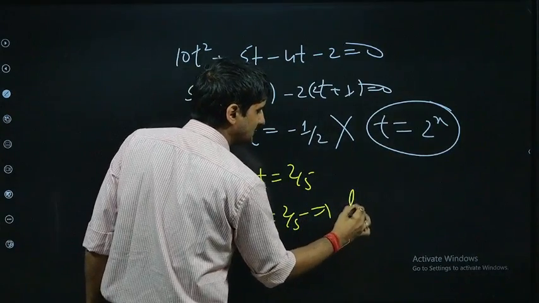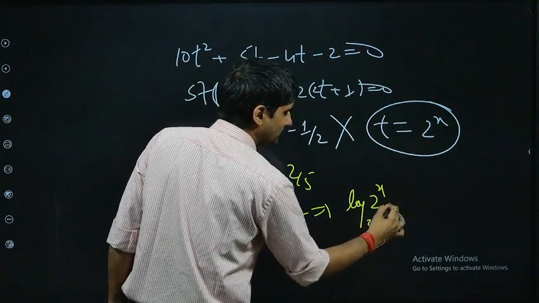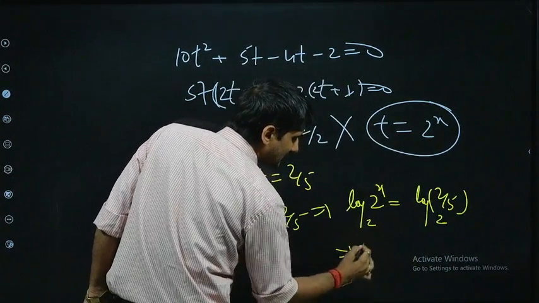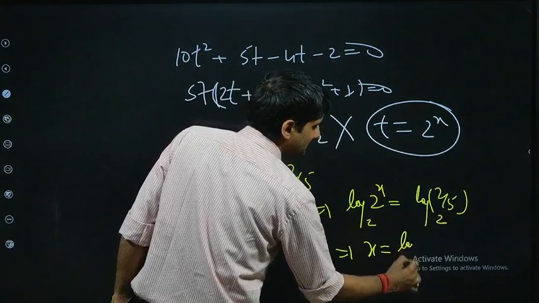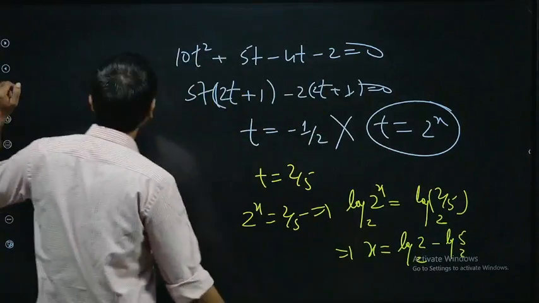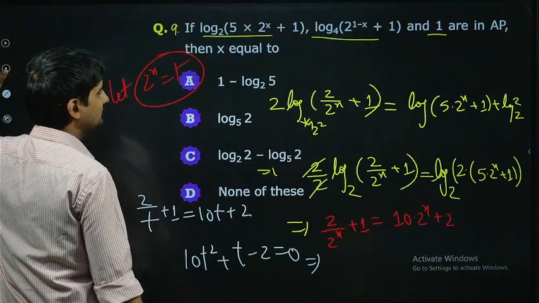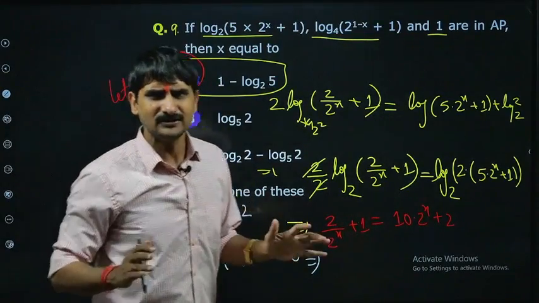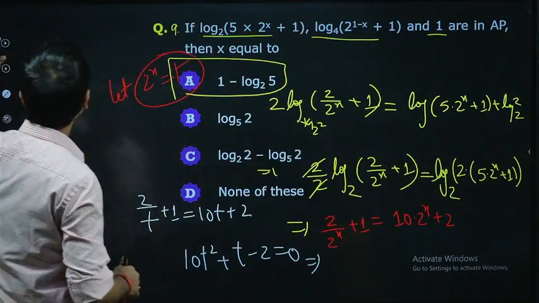Taking log to the base 2 on both sides, what do we get? Log of 2 by 5 to the base 2. So that's x here, and then we can write it as log 2 to the base 2 minus log 5 to the base 2. So 1 minus log 5 to the base 2. So that should be the answer. That was a simple question, isn't it? So that was question number 9 here.